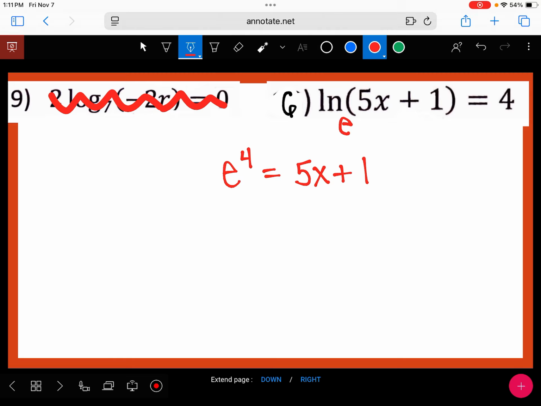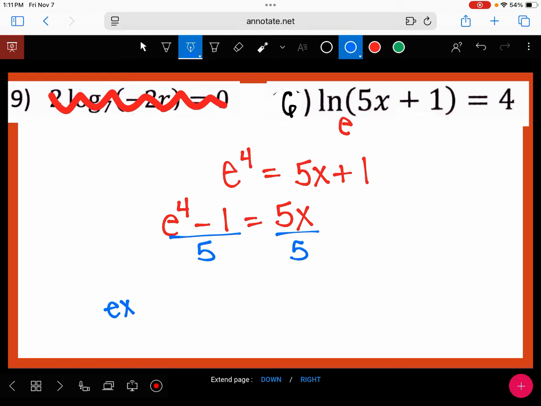All right, now we're going to find the exact answer. So what do you think I'm going to move first over here? That 5x plus 1. What's going to go first, the 5 or the 1? The 1. How do I move the 1? Subtract it. So that would be e to the 4th minus 1 equals 5x. And now we need to get rid of the 5. The 5 is being multiplied, so we're going to divide it. So I'm going to divide both sides by 5. So this is my exact answer.